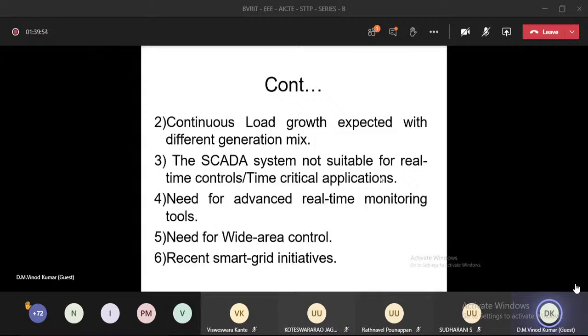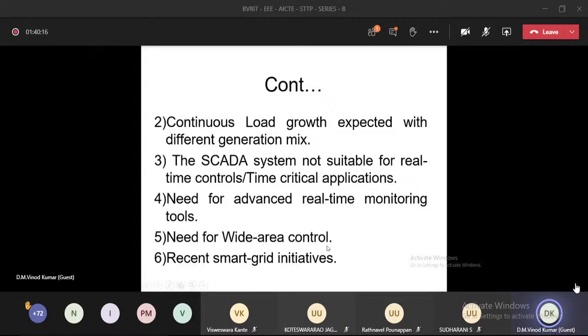One measurement, another measurement, some delay will come into the picture. To overcome the delay, the committee suggested that instead of SCADA, it is better to go for PMUs. There is a need for advanced real-time monitoring tools and wide area control, that is PMUs. By using PMUs, we can use them for protection, for monitoring, as well as control.